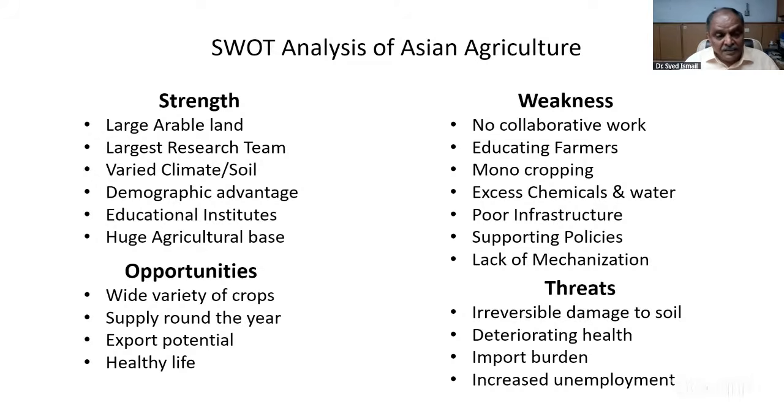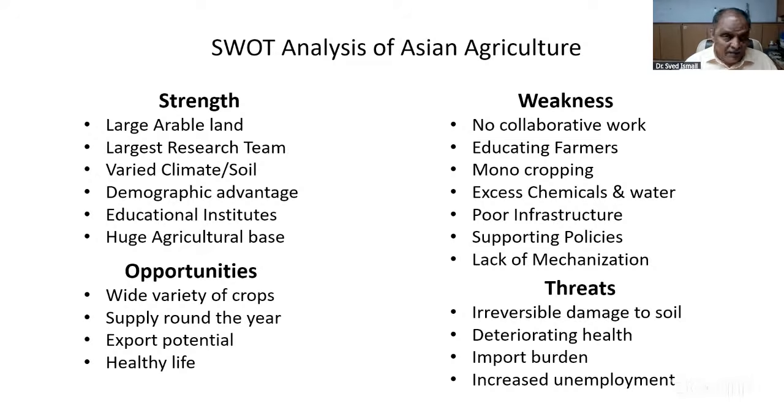So opportunities. That brings us to opportunities. We have a lot of variety of crops. Our strength is the variety of crops. We have to use them. We have the supply of food throughout the year, not like countries where in winter you don't have and only in summer you get. We have great export potential. Okay, we have to improve the quality, standards, whatever they may be, but export potential is very great from Asia.